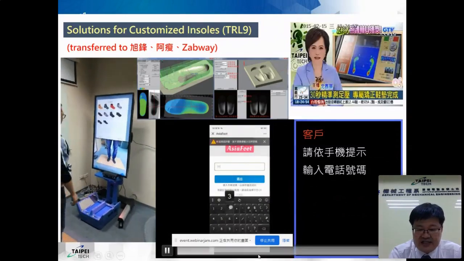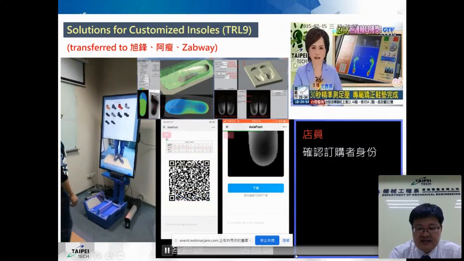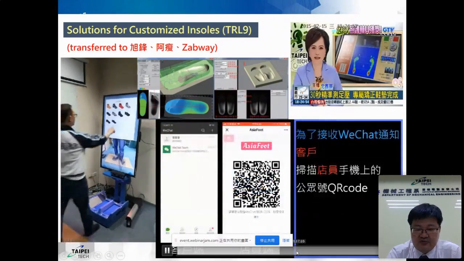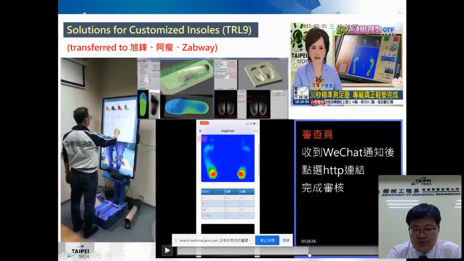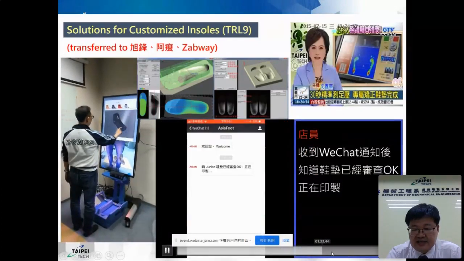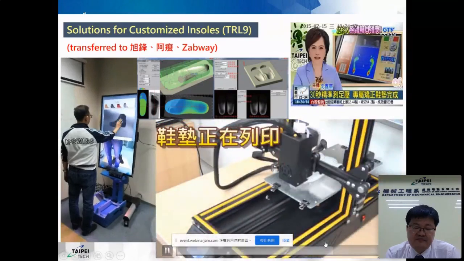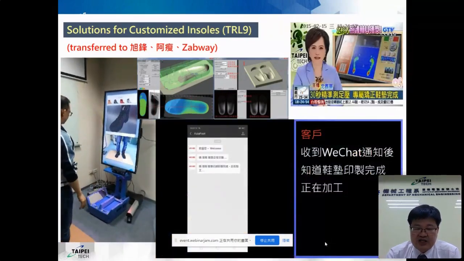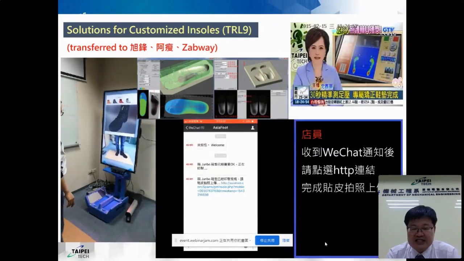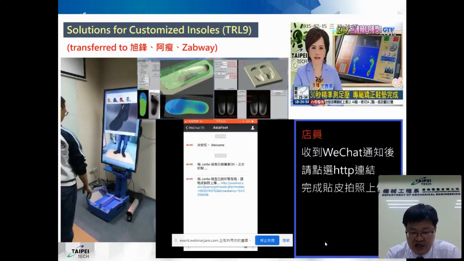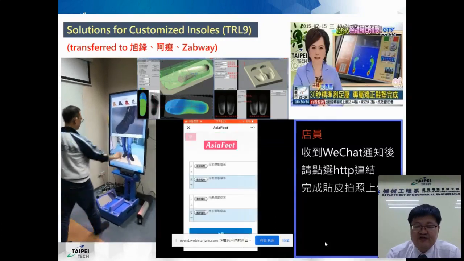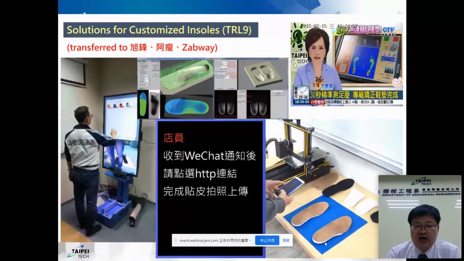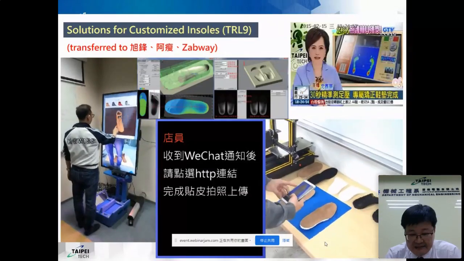Let's go a little bit faster. So in this system, we'll do automatic design of the insole. And after this automatic design, we will send it to the 3D printer. And this 3D printer will print with what we call a lattice structure, or skeleton structure, inside the insole to control the stiffness in different portions of the insole, which is a kind of metamaterial design.